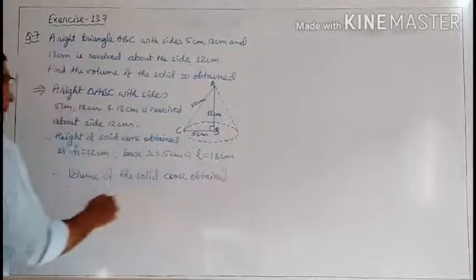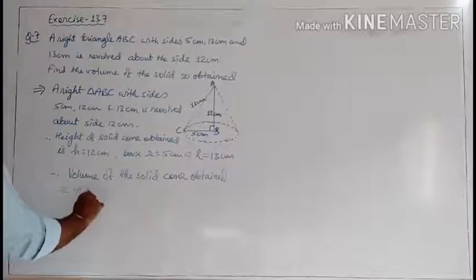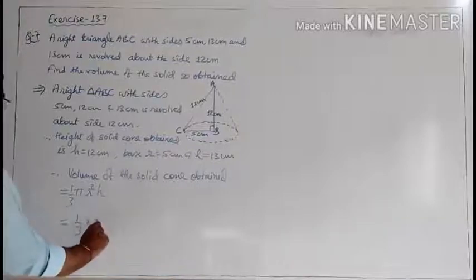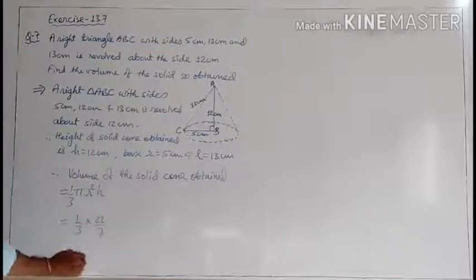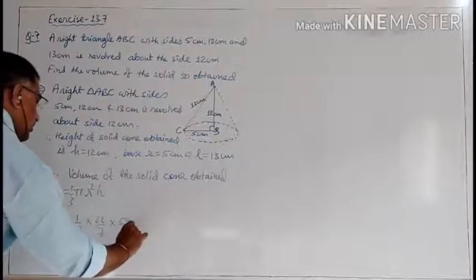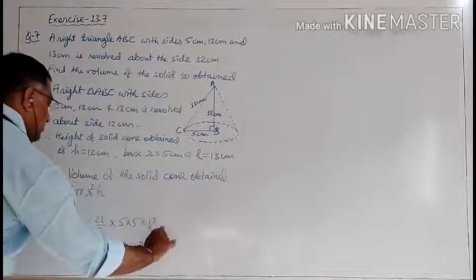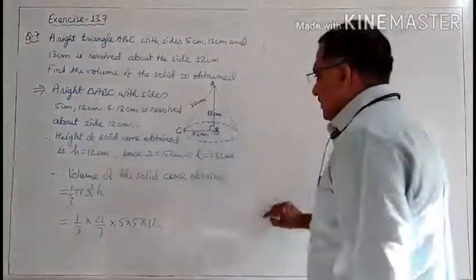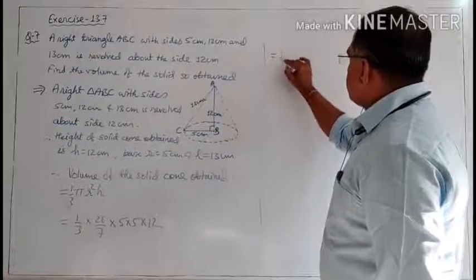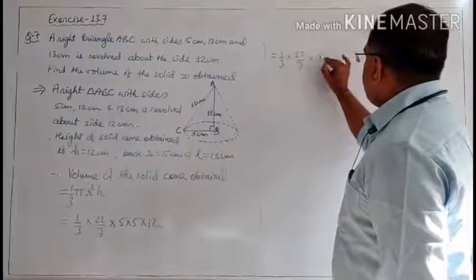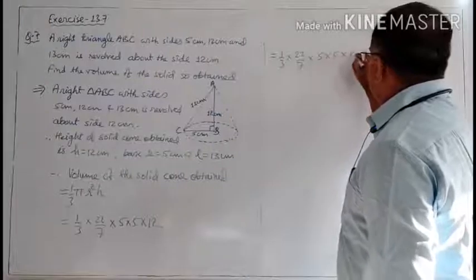Volume of the solid cone obtained is 1 by 3 pi r square h. So here 1 by 3 multiplied by 22 by 7 multiplied by radius, radius is here 5, multiplied by height 12. So now we can also take pi as it is, we can keep 1 by 3 multiplied by 5 into 5 into 12.